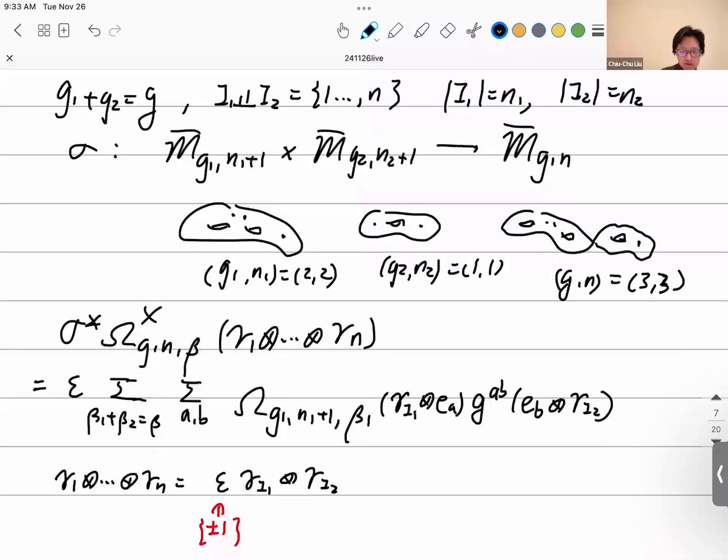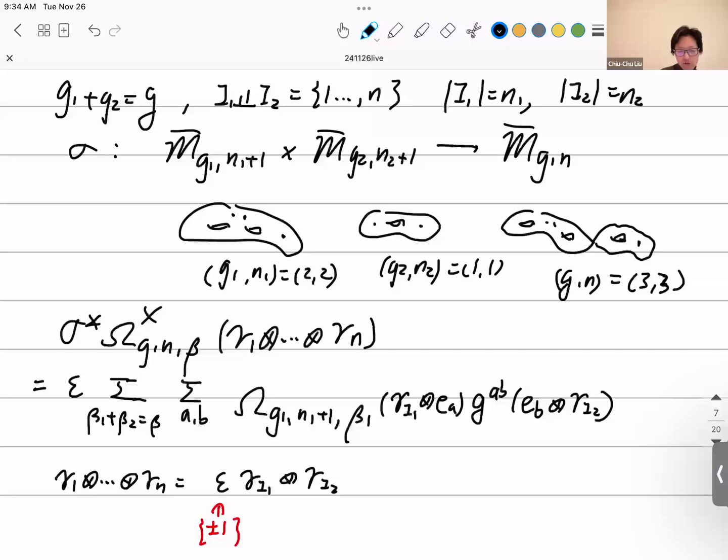First, there's also this epsilon, which corresponds to permuting the order of the marked points, such that the indices in I1 come first. We move the indices in I1 to the front, and then we need to include the sign coming from this permutation.